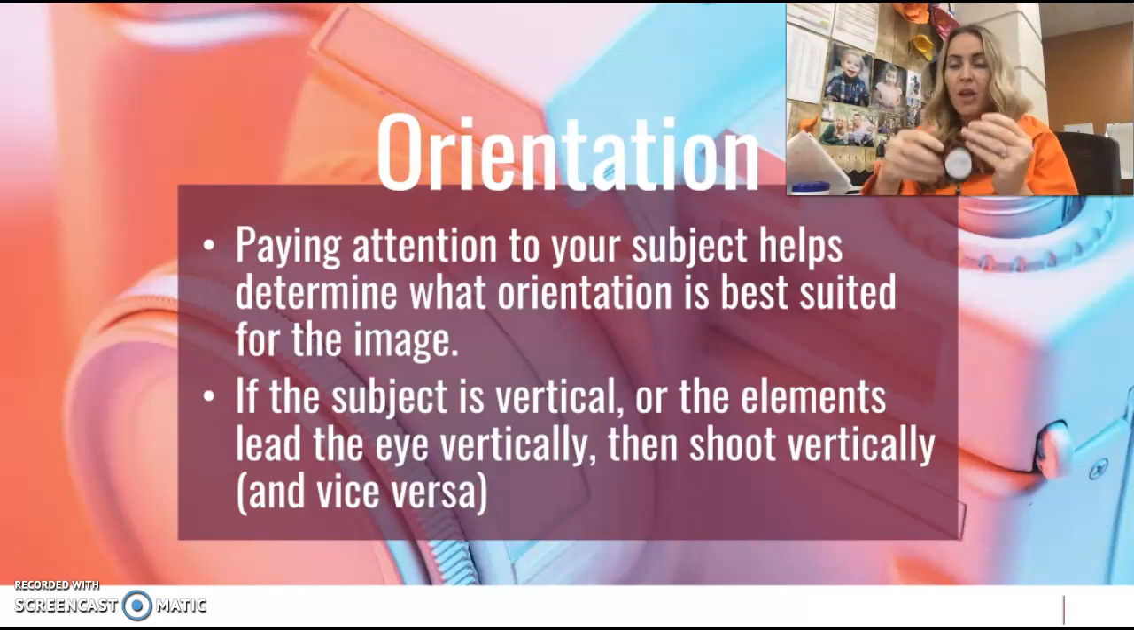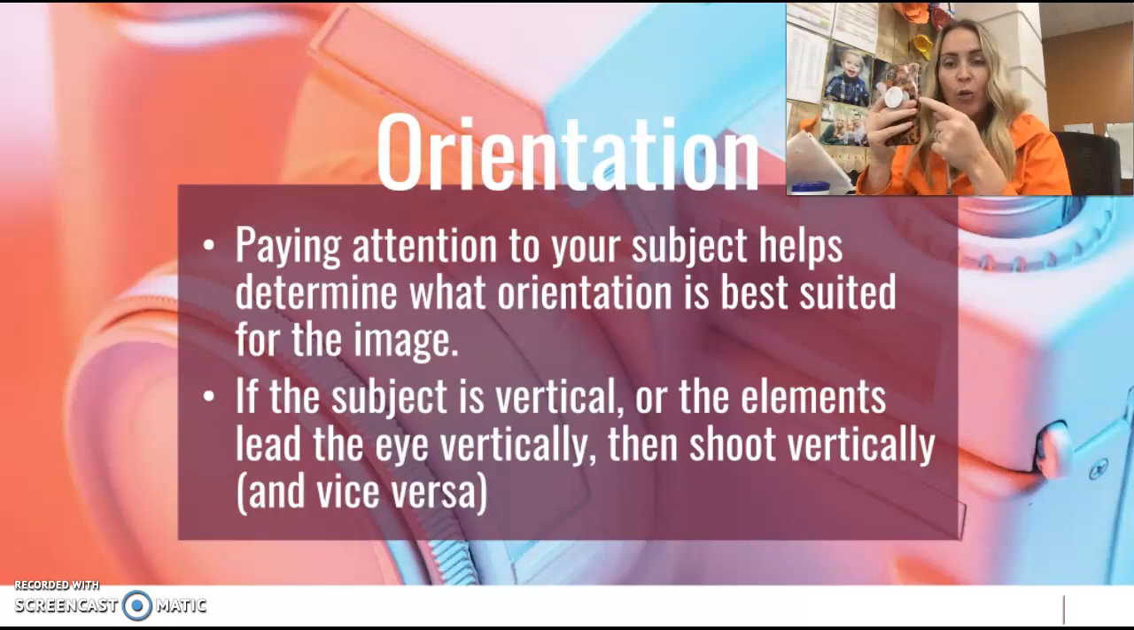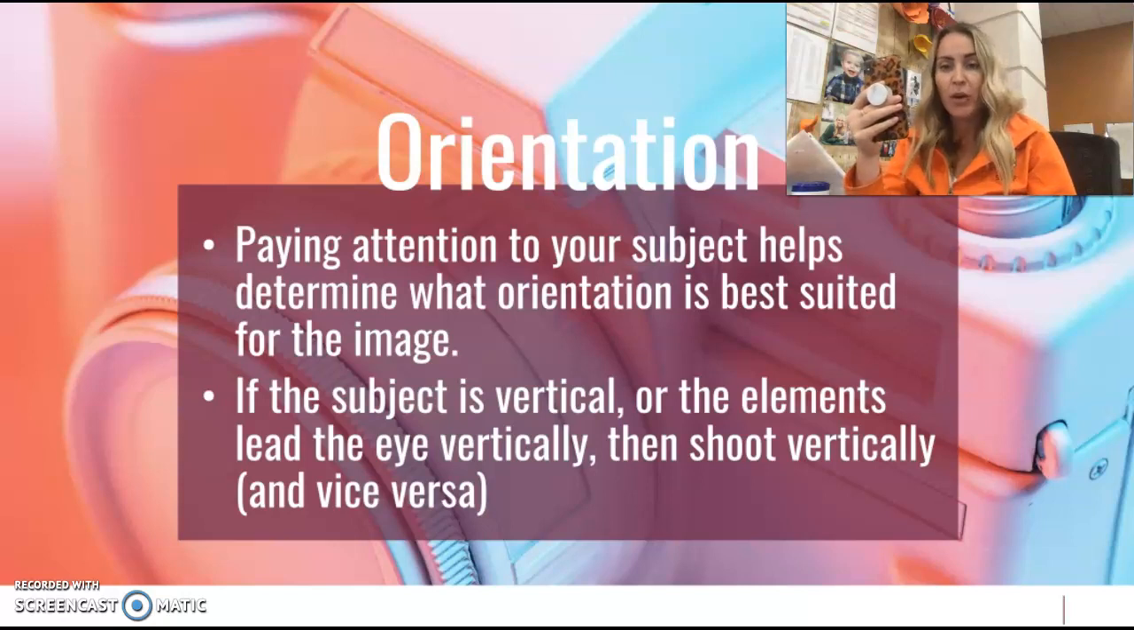a digital camera. I want you to not allow your device, don't allow your camera to determine how you take your photograph, okay? Because it's more natural for me to hold my camera vertically, that should not be the reason that I take photos vertically. I should look at my subject. Is my subject a vertical subject, or is my subject a horizontal subject? Your subject should determine the orientation, vertical or horizontal. Your subject should determine the orientation of your photograph, not the camera.